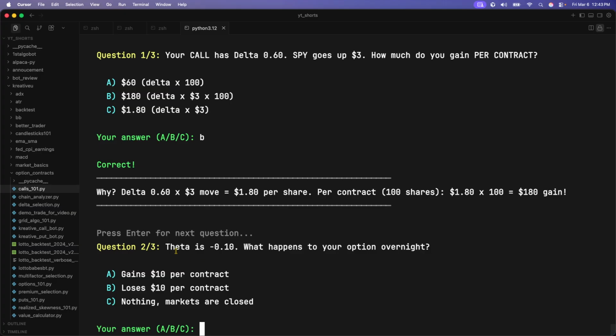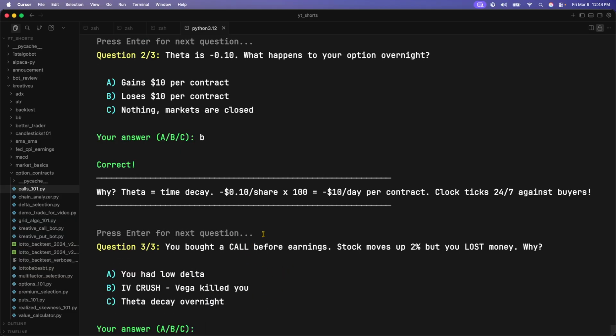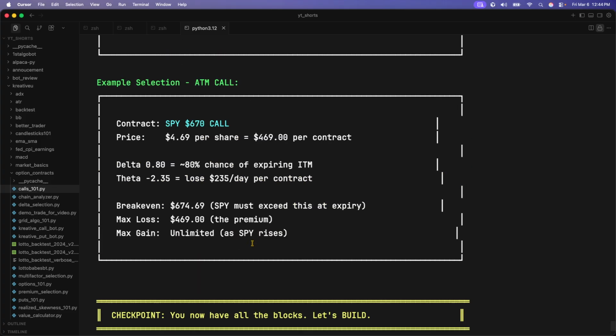My fault. Theta is negative 0.10. What happens to your option contract overnight? Oh, you just made money. I wish. You lose money, right? That negative just told you, and just multiply it by 100. You bought a call before earnings. That's questionable. And the stock moves 2%, but you lost money. Why? We just talked about it. It's an IV crush, right? You better be really careful trading earnings, bruv.